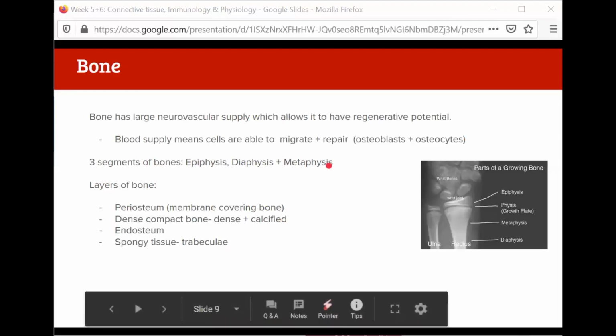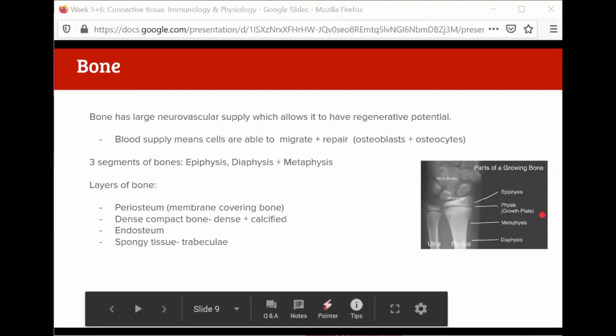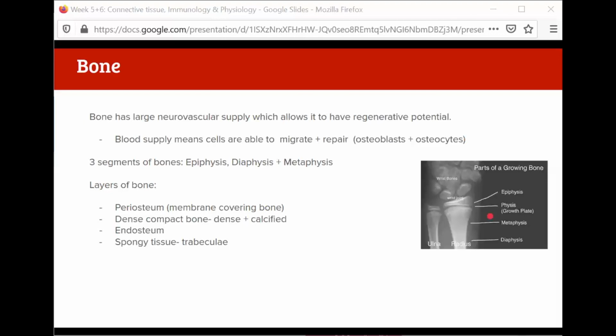Okay, next bit, 3 segments of bones. I want to talk about the epiphysis, diaphysis, and metaphysis. So the physis, just right in between, is the growth plate. Sometimes when kids fracture their growth plate, they'll have stunted growth for a little while. It's not that bad, to be honest.